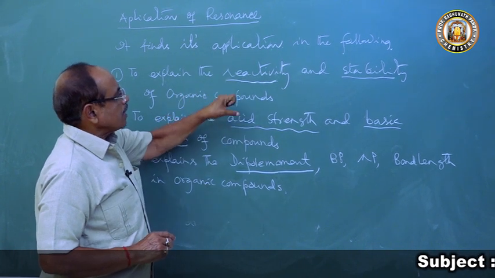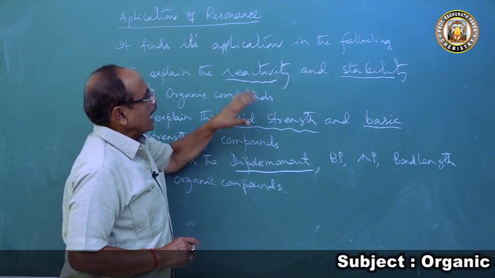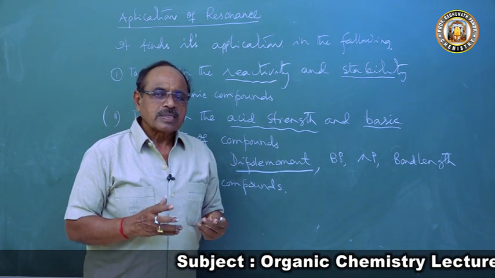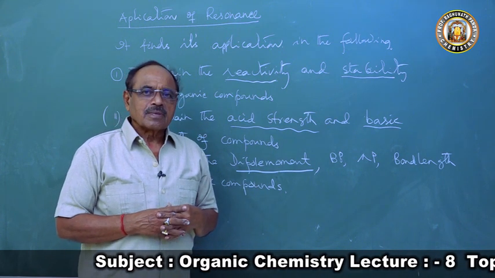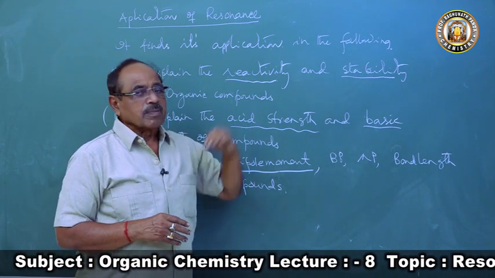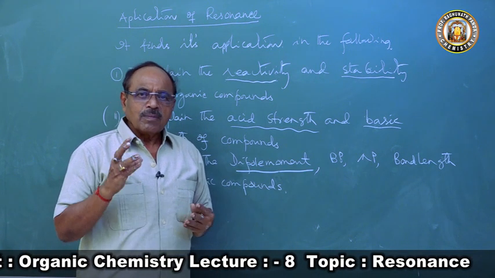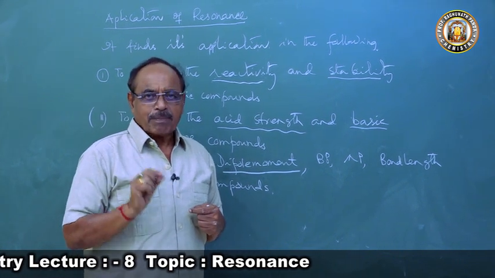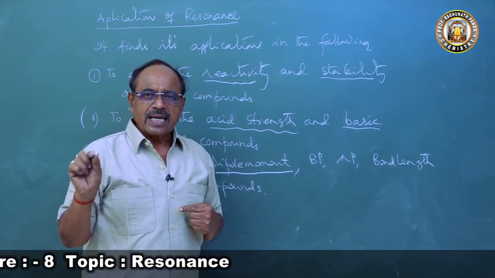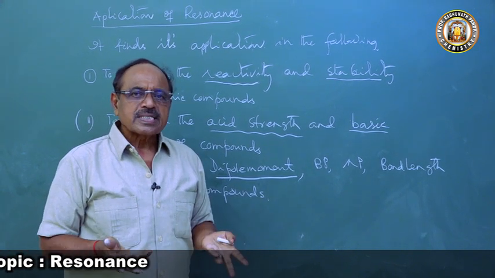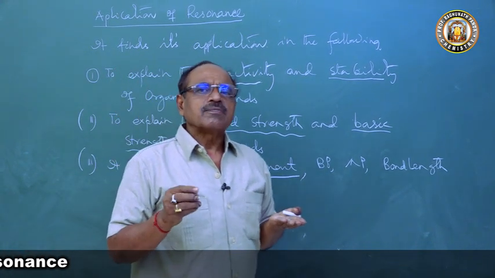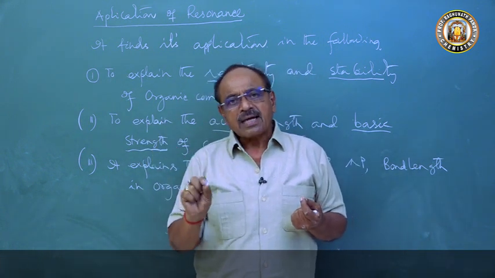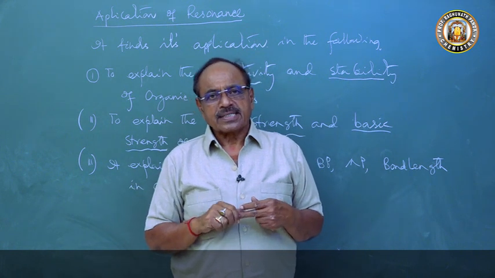First I'll discuss reactivity. What is reactivity? When it comes to compounds, one compound is more reactive than another, or one compound is more stable than another. So what happens in resonance? The delocalization of the pi electrons in the same atomic kernel produces a resonating structure. Because of this delocalization of pi electrons, positive and negative charges are created on certain atoms.